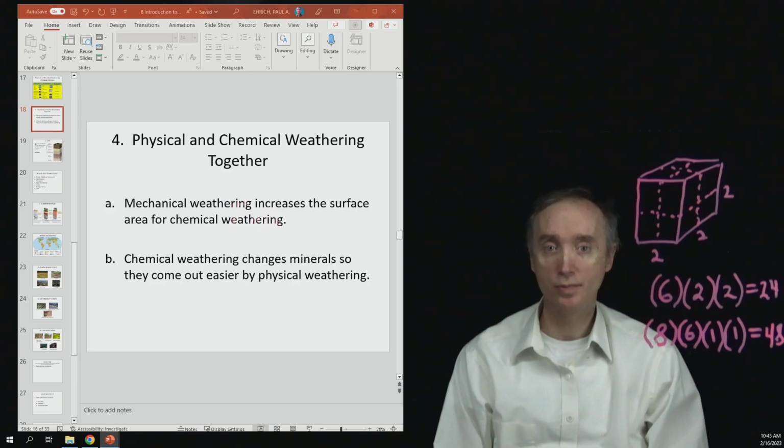So that means it's going to be easier for physical weathering to break that rock apart as a result of chemical weathering. So chemical weathering makes it easier for mechanical weathering to occur, and then mechanical weathering makes it easier for chemical weathering to occur.